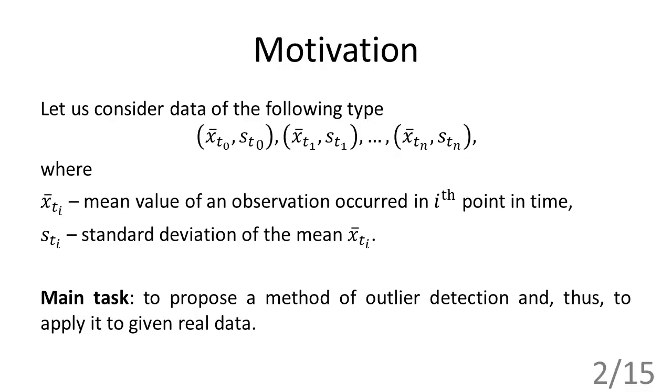Let us consider the set of observations where each observation is described only by its mean and its standard deviation. This situation, when data has such a type, is actually common for natural and technical tasks. We do not know the amount of observations as well. And the main task we are dealing with is to propose a method of outlier detection for data of such type and thus to apply it to real data collected as astronomical observations.